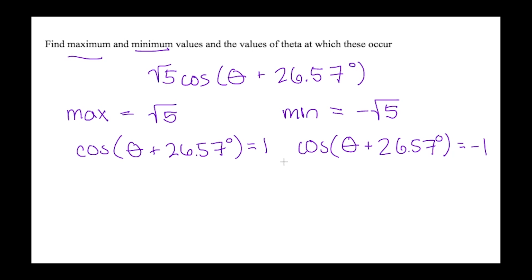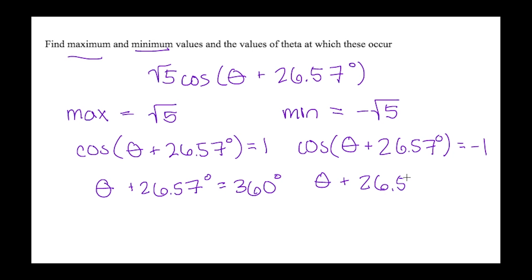The inverse cosine of 1 is 360 degrees. Or 0 degrees, but that would have given us a negative answer, and that's not in the range in which they're asking us. And the inverse cosine of -1 is 180 degrees. So now you simply subtract 26.57 from each side to get theta equals 333.4 degrees, or 153.4 degrees.